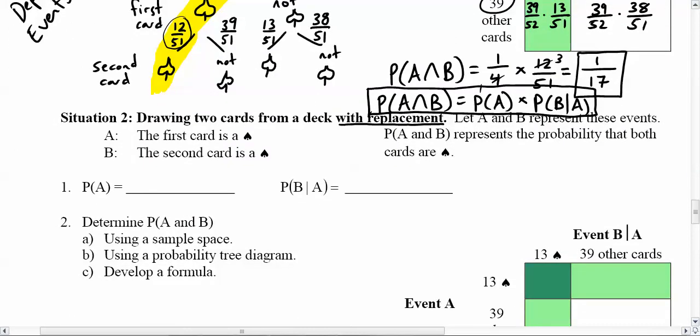Now if I have a deck of cards and I pull out a spade, and then I replace it back again, what's the chance that I pull out a spade? Same chance. The outcome isn't affected by the fact that I got a spade at first or not. So the chance that I get a spade at first is 13 out of 52. The chance that I get a spade the second time is still 13 out of 52 because I put the card back again. And this probability doesn't depend on what happened with A. If A didn't happen, or A did happen, doesn't matter. Still have a 13 out of 52 chance.